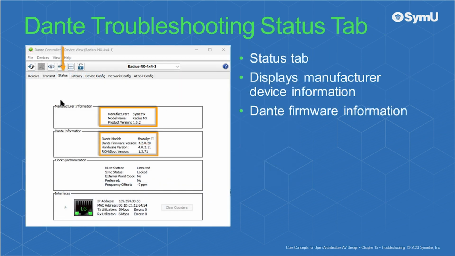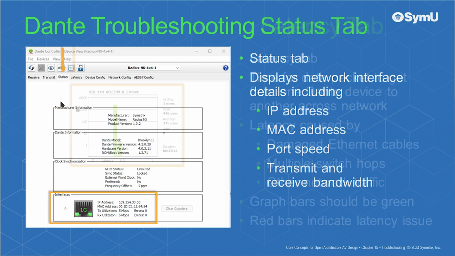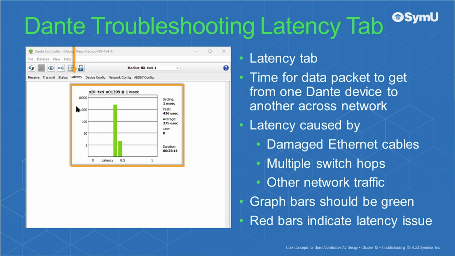The Status tab displays the manufacturer device information and Dante firmware information. The Status tab also displays the network interface details including IP address, MAC address, port speed, and transmit and receive bandwidth. The Latency tab displays the time it takes for a packet of data to get from one Dante device to another across the network.